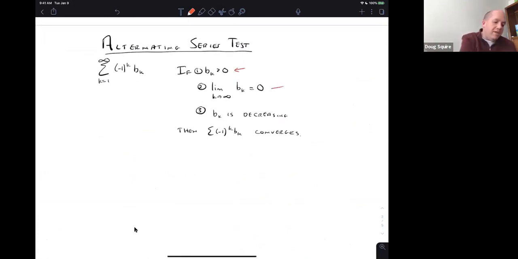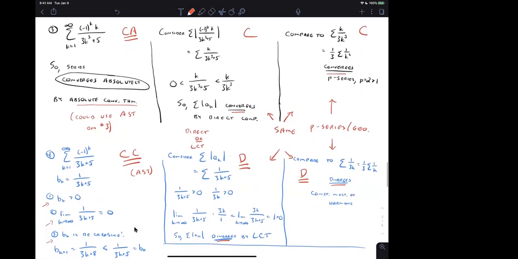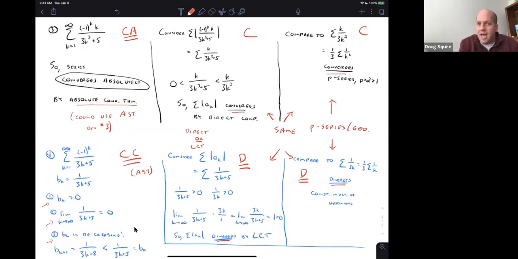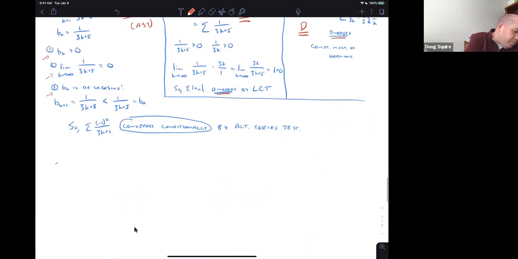What if the second condition weren't true? So what if the limit of the non-alternating part was not 0? Why would we not be doing any of this if that was the case? Because it would diverge according to the k-th term test. That's exactly right. So that's actually what I want to look at on problem 5. Problem 5 is the sum of -1 to the k over the square root of 9k squared plus 1.